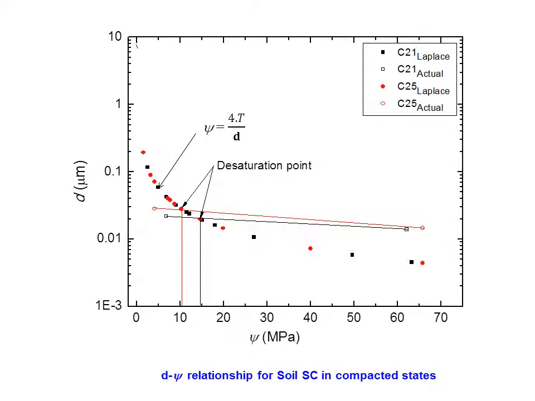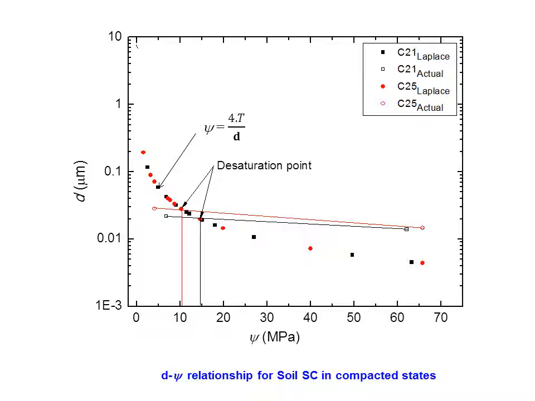So now if we try to understand on similar lines for the compacted samples, the actual data points for the compacted samples are plotted along with the curve given by the Laplace equation. For the initial state of the sample, both samples compacted at 25% and 21% moisture content, the samples are saturated as the data point lies below the curve given by Laplace equation, whereas the air dry condition indicates that part of the pores are unsaturated.